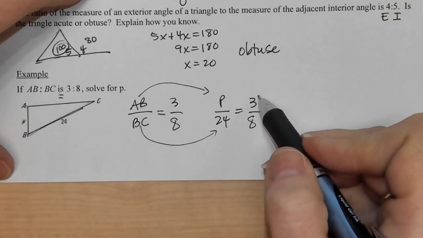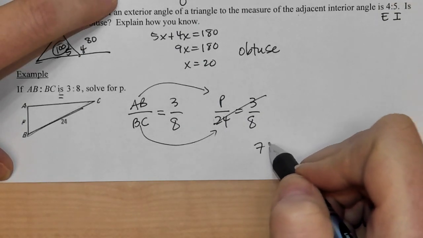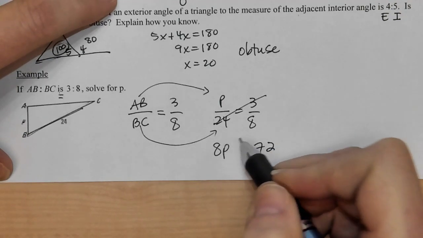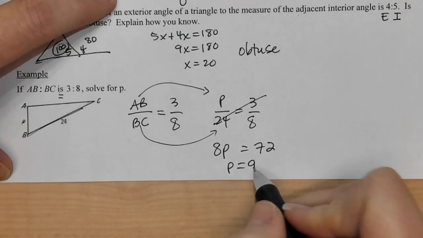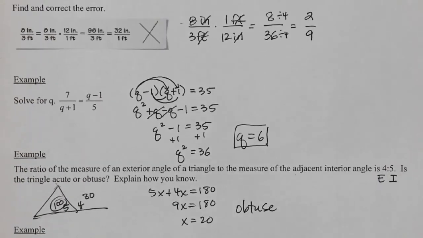Now we're just going to cross multiply. So 24 times 3 is 72 equals 8P, and then divide both sides by 8 and you get 9. So just still using our information from yesterday about ratios, being able to simplify, cross multiply, and then setting up some extended ratio problems using some of our geometry.